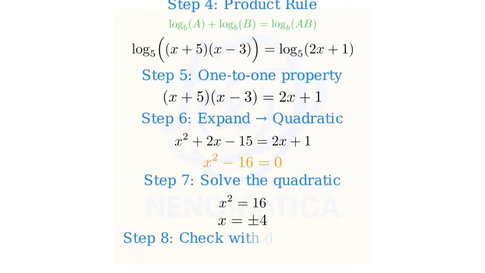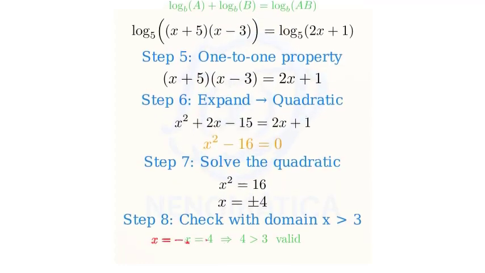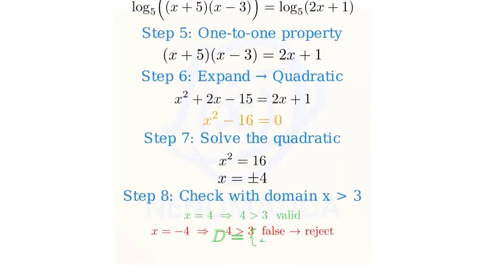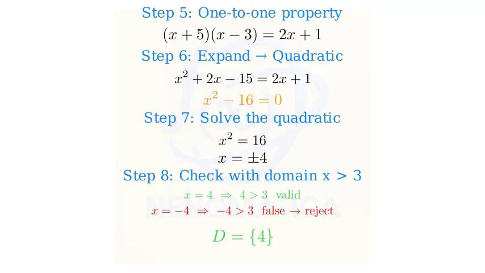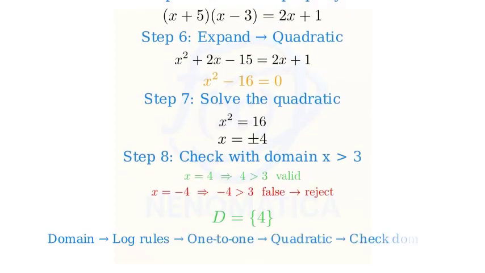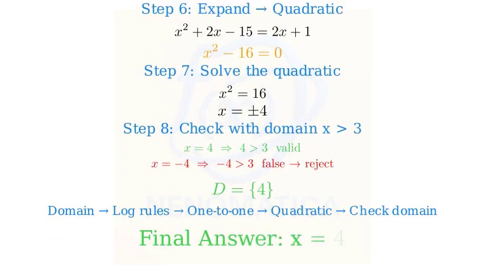Step 8. Check the candidate solutions against the domain x greater than 3. Negative 4 is rejected. 4 is valid. Therefore, the solution set is the single value 4. Recap. We found the domain, applied the power and product rules for logarithms, used the one-to-one property, solved the resulting quadratic, and kept only the value that satisfies the domain. Final answer: x equals 4.